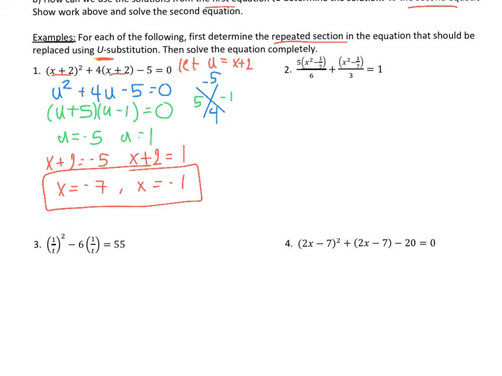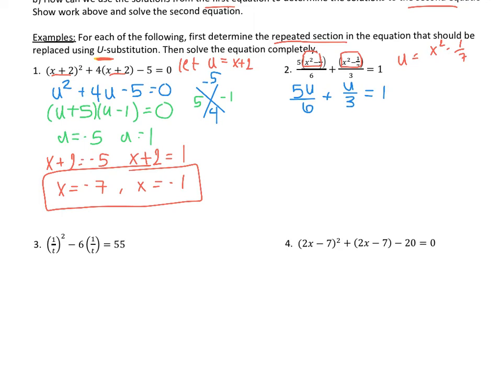So we see this repeated piece right here. That looks a little complicated. So let's substitute u in for that. So we'll make this u substitution: u = x² - 1/7. Okay, so once I do that, I'm going to replace this whole thing and this whole thing with the letter u. So we've got 5u over 6 plus, that whole thing, u over 3. This is a much more manageable problem.